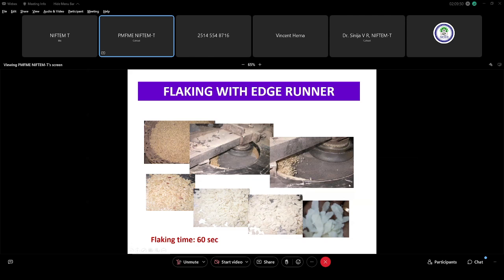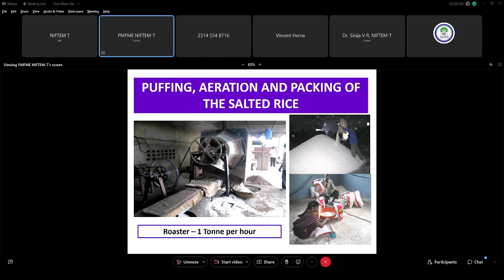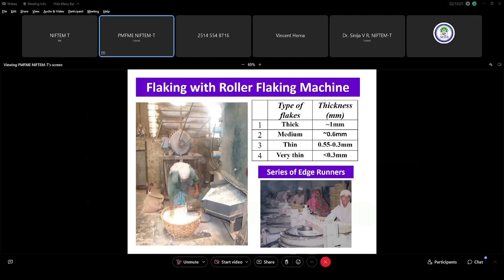This is the edge runner where the paddy is flaked. And if you want to make very thin flakes, then you have to flake it in the roller flaking machine. Here you can see different thickness of the flakes. The thinner the flakes, the lower the yield will be.